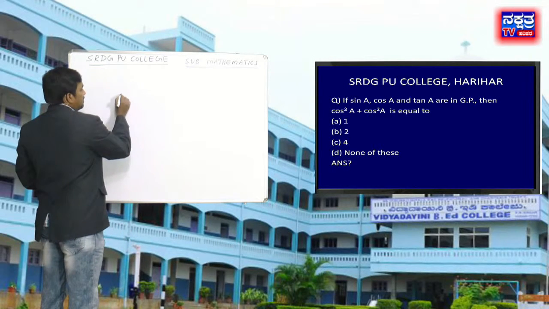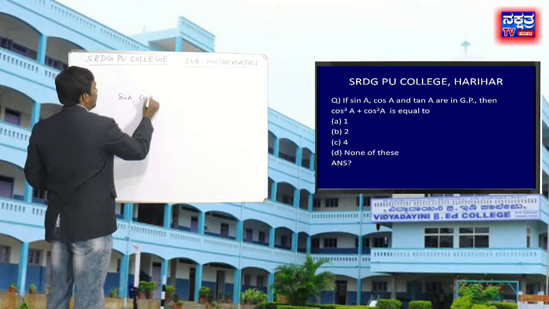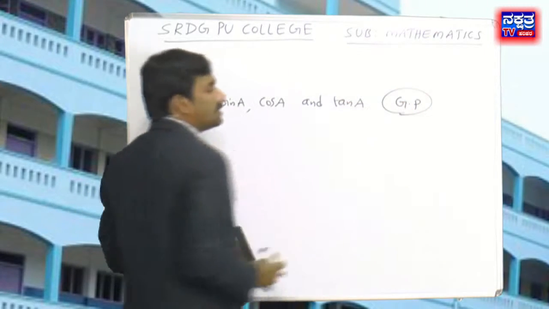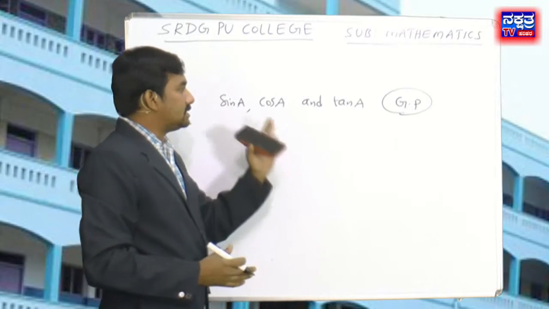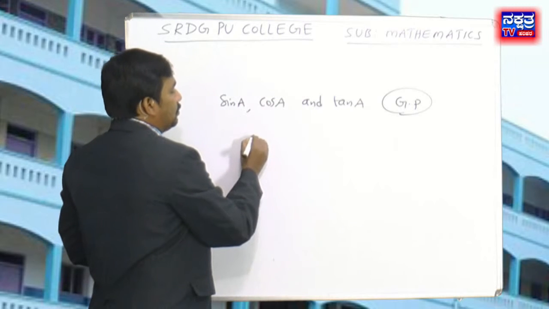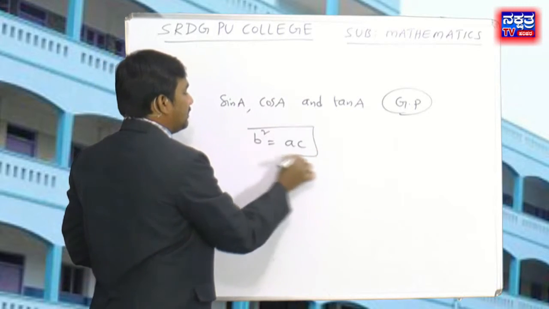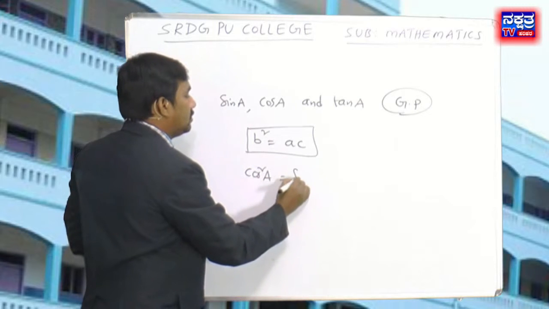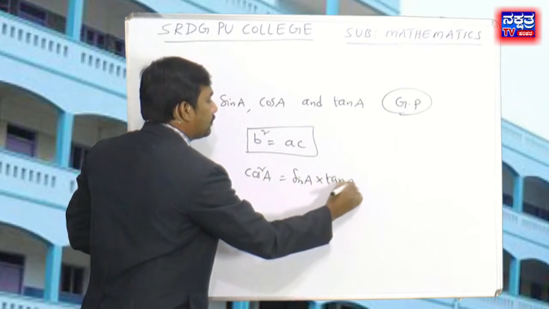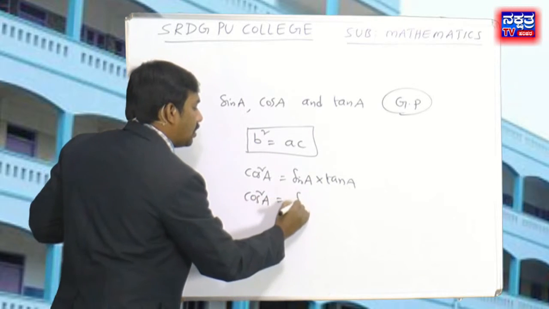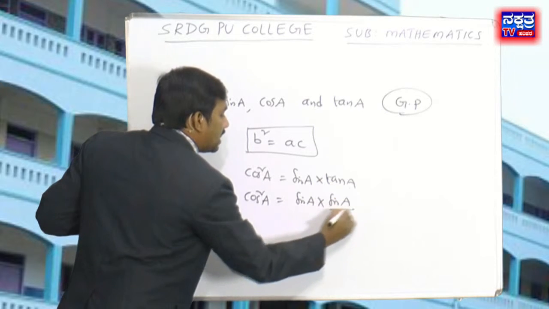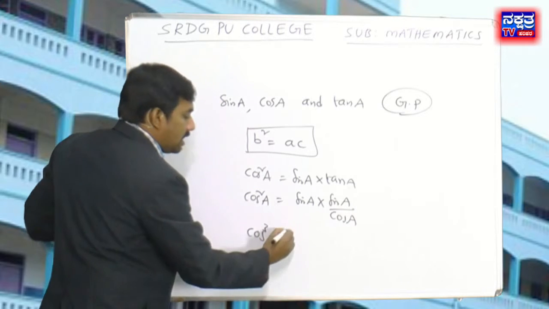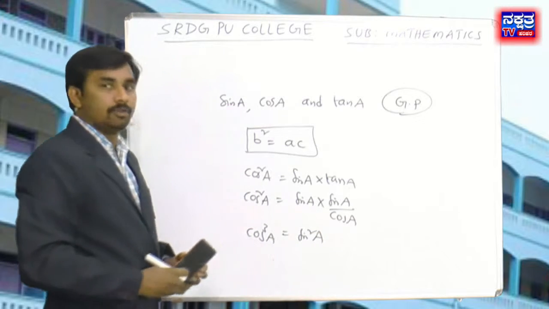Students, given here sin A, cos A and tan A are in GP. GP means geometric progression. All of you know, if three terms are in GP, then b square equal to ac. That is the condition. By using this condition, we can write cos square A equal to sin A into tan A. Now cos square A equal to sin A into sin A by cos A. Take the cross multiplication, then it will become cos cube A equal to sin square A.